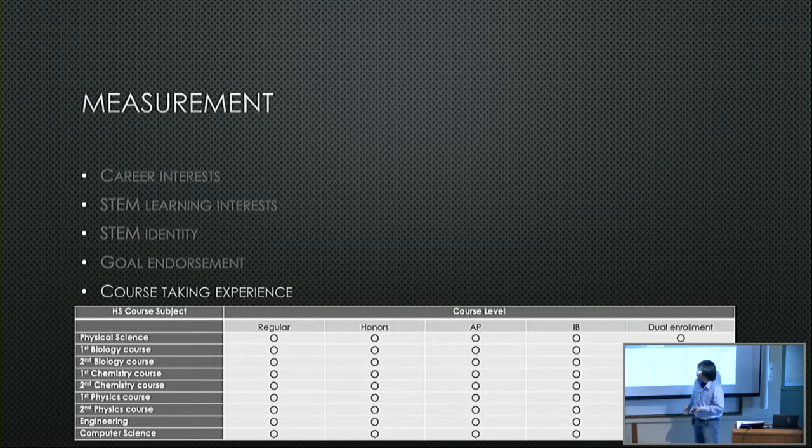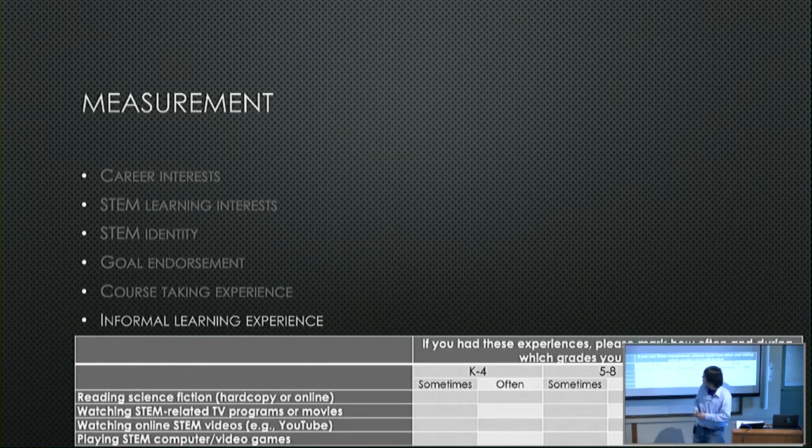We measure their course-taking experience, if and at which level they have taken any of a long list of courses, right? We measure their informal learning experience, such as if they read science fiction, watch TV, play computer games. This is just an example, but there is one whole page of them they can choose from, right?